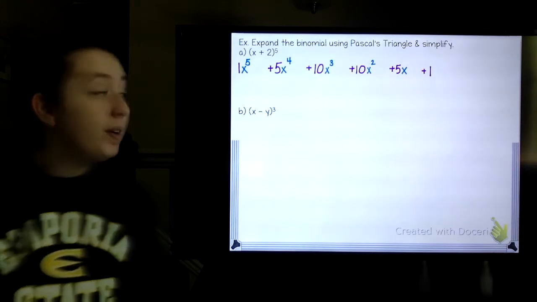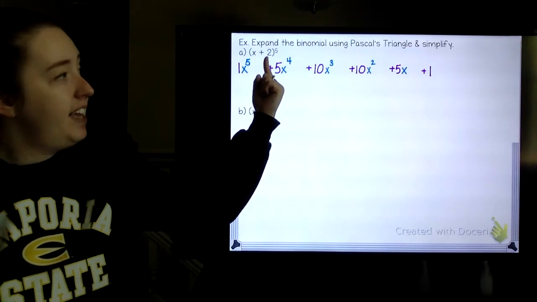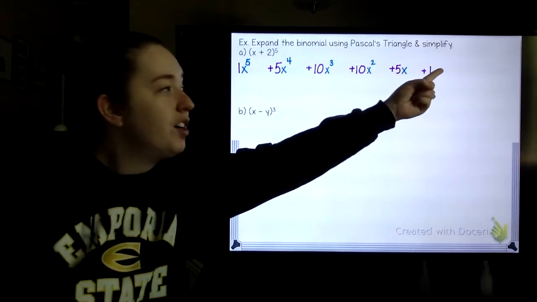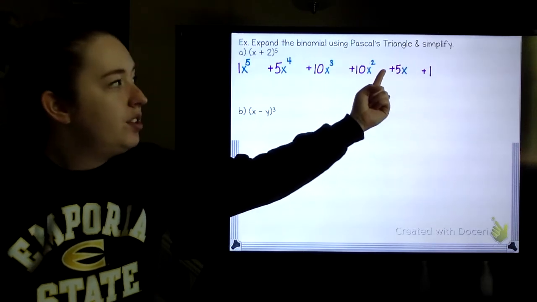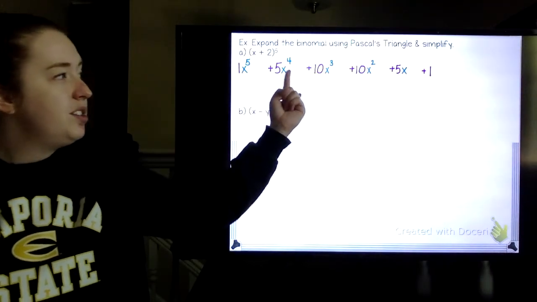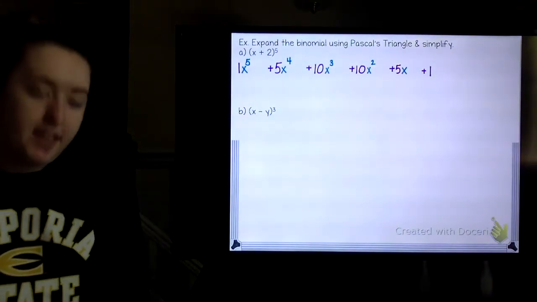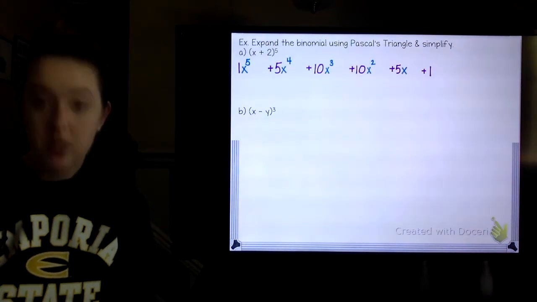Now I'm going to go through and take my second guy, that 2, and he's going to start from down here. 2 to the 5th, 2 to the 4th, 2 cubed, 2 squared, 2 nothing. Right? So we're going to go backwards.